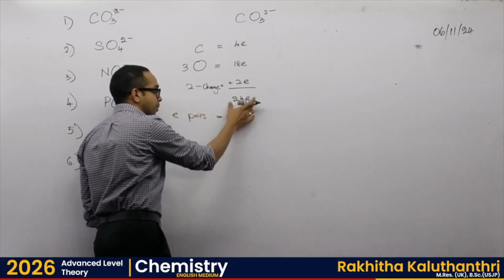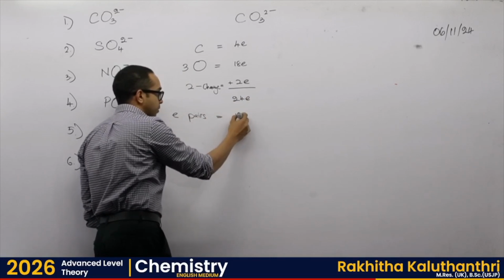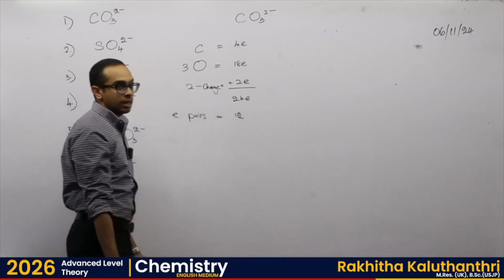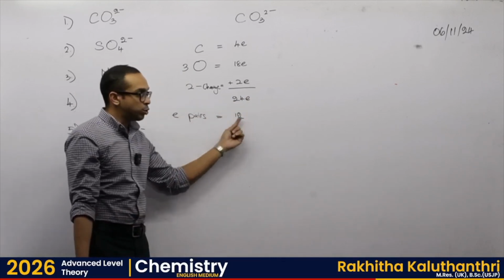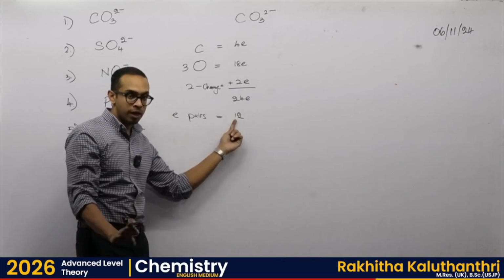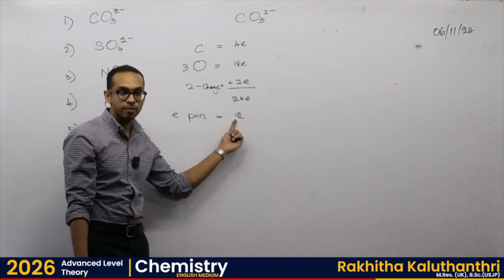Right, so we divide this number by 2. 24 divided by 2 is 12. So we have 12 electron pairs. Meaning, students, we need to show exactly 12 electron pairs in the Lewis structure.